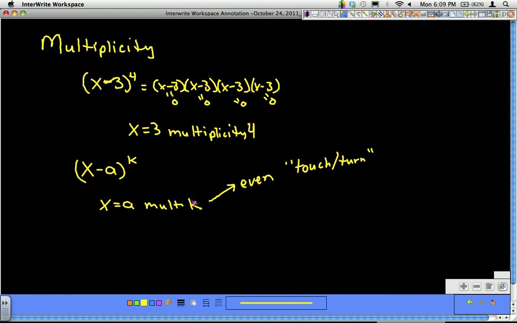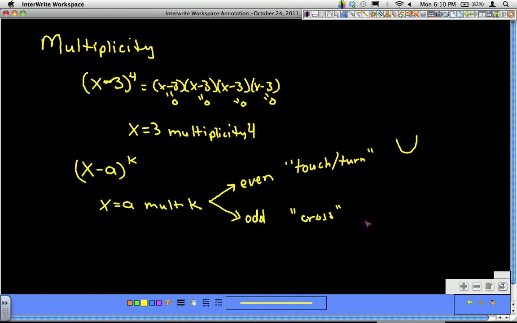So if you think of a second power, something comes down, it touches, and it turns because it's a parabola. Fourth power, same thing. And it could come down and up, it can come up and down. So if it's an even multiplicity, it's kind of going to be doing this at our x-intercept. Now the other option is if that value is odd. If it's odd, it's going to cross.